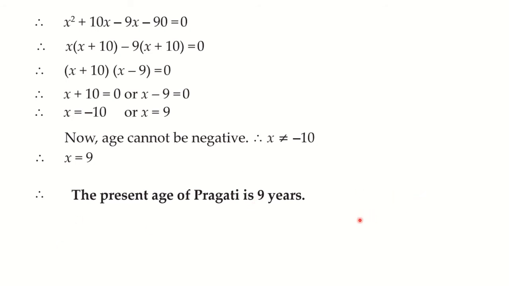So this was an easy question. It can appear for 2 marks, it can appear for 3 marks. Okay. But if you read it properly, if you frame the equation correctly, then you are going to get the correct answer. Okay. I hope you must have understood this simple question. Now let us go towards the next question.